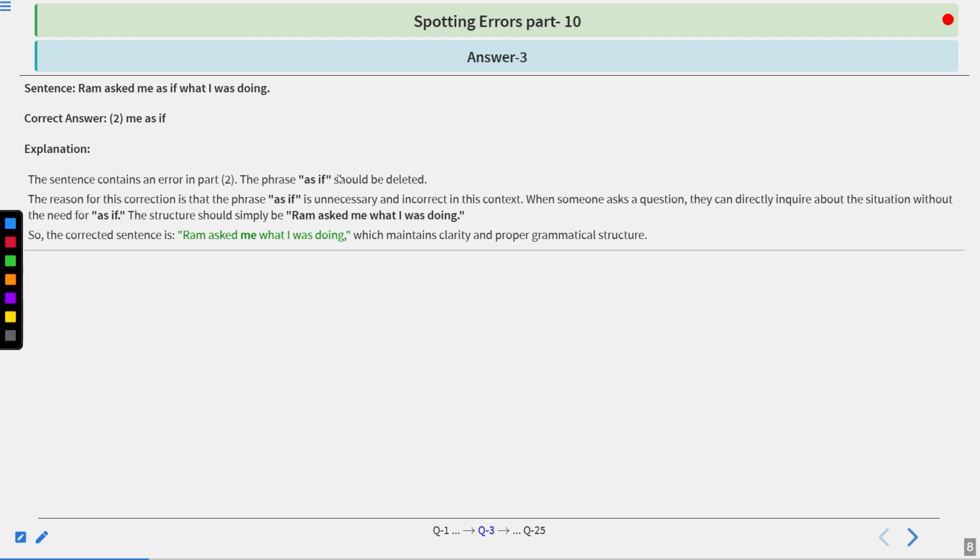The reason for this correction is that the phrase as if is unnecessary and incorrect in this context. When someone asks a question, they can directly inquire about the situation without the need for as if. The structure should simply be, Ram asked me what I was doing. So the correct sentence is, Ram asked me what I was doing, which maintains clarity and proper grammatical structure. Let's move to the next question.